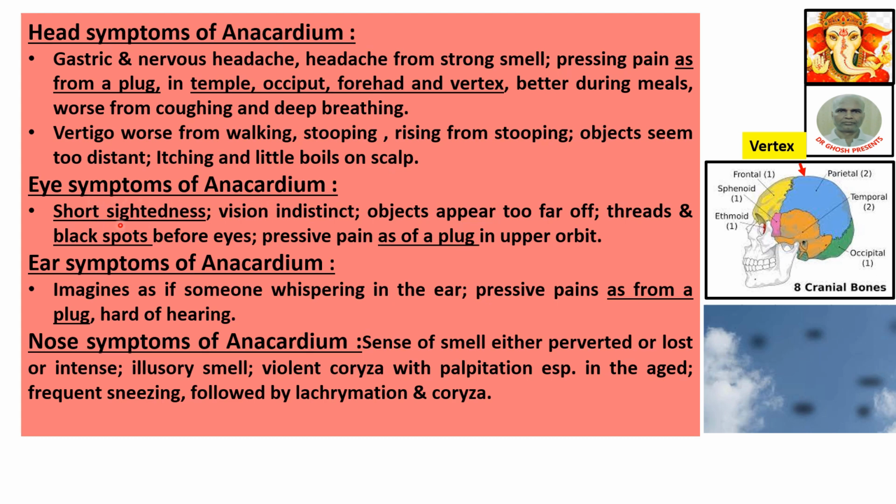Eye symptoms of anacardium: short-sightedness. Short-sighted means the person can see objects at a short distance well, but cannot correctly see objects placed at a long distance. Short-sighted means he is quite okay with short distance. Vision indistinct, objects appear too far off.